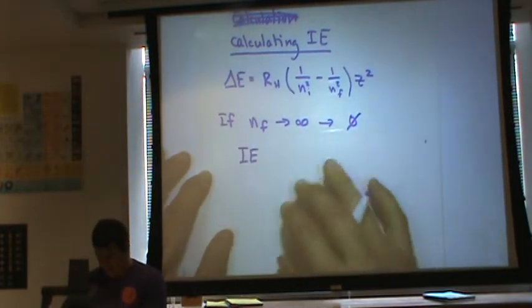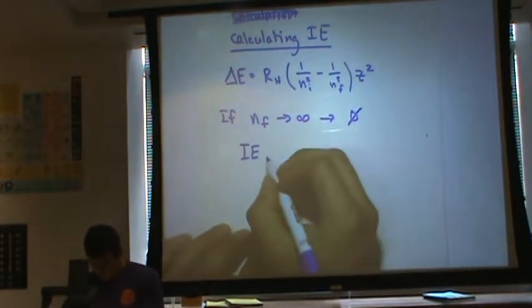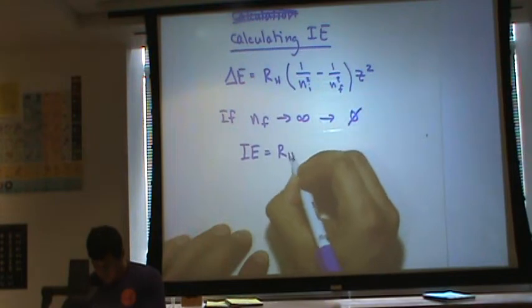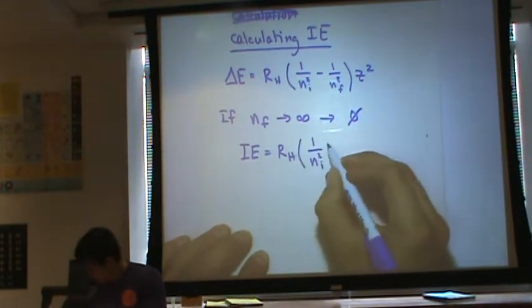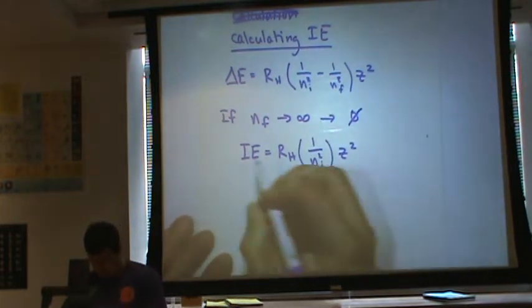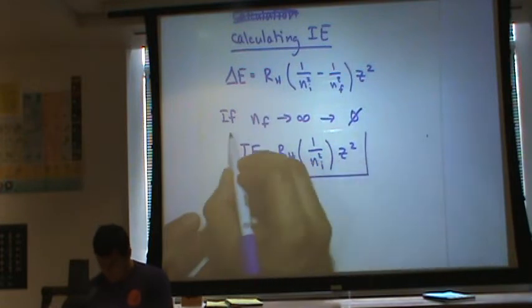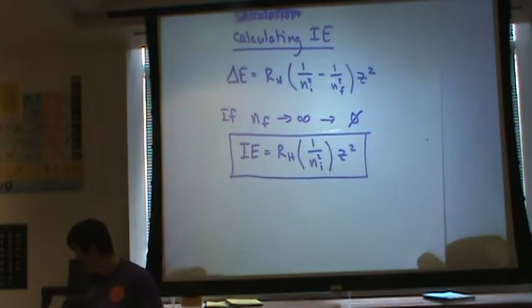So our equation simplifies to ionization energy, because we're ionizing an electron. We're not moving shell to shell. We're just removing it completely. R sub H times 1 over n squared, times Z squared. This would just be the equation that you would use to calculate ionization energy for removing an electron completely. Okay. So this is one method you could do it.